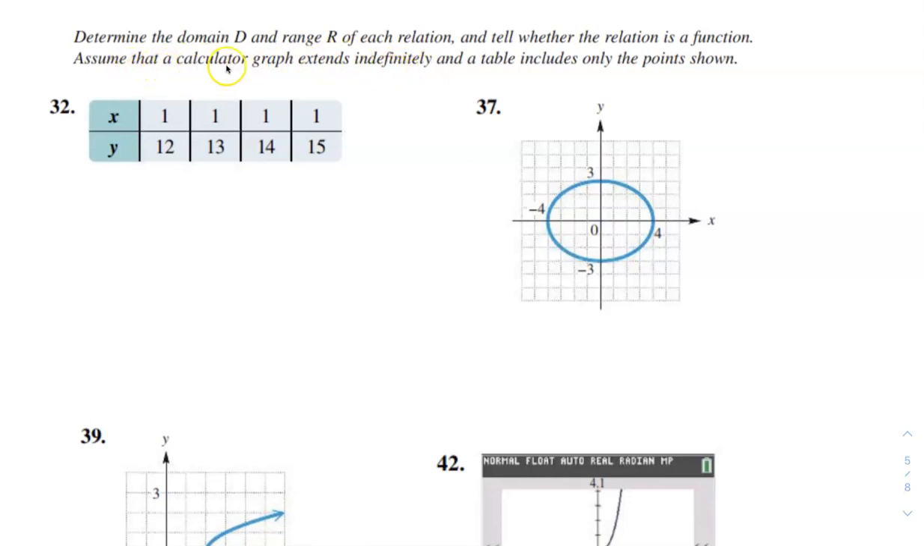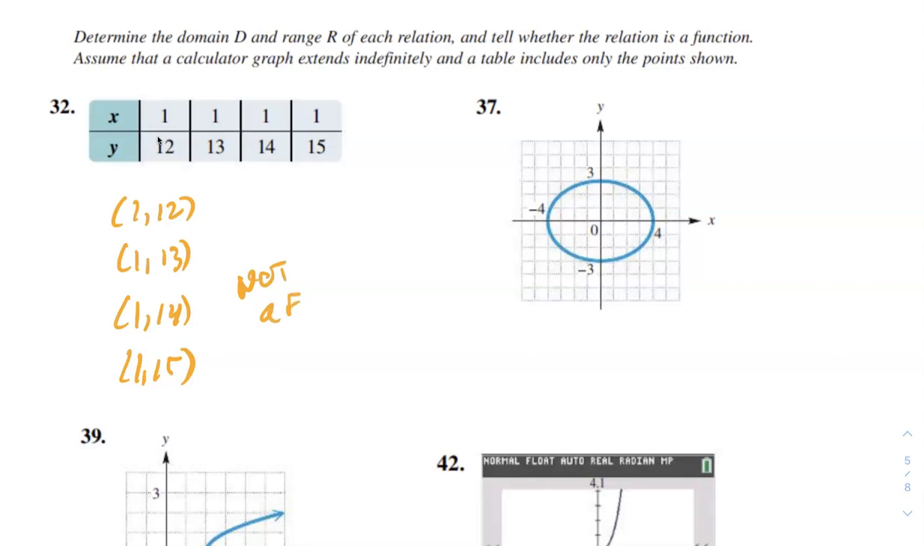Assume the calculator graph extends indefinitely. The table includes only the points shown. That will come up at the very end here. So this is the first example. Remember, these are essentially just points: the points (1, 12), (1, 13), (1, 14), and (1, 15). So this is not a function.